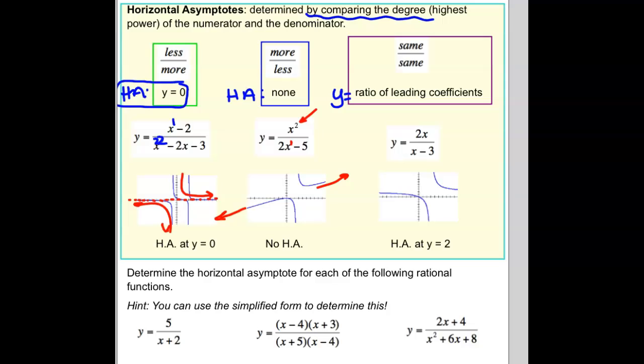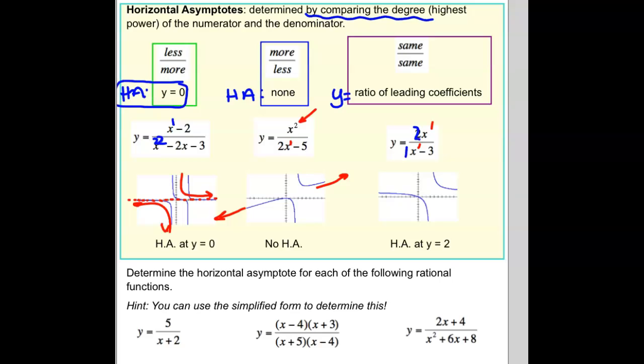If the degrees are the same, so in this case we have degree 1 for both of them, then we use the leading coefficients. And those leading coefficients, in this case, would be a 2 and a 1. So we have y equals 2 divided by 1. We want the ratio of those coefficients, which just simplifies to y equals 2. And if you look at our graph here, where y equals 2, there is a horizontal line there that our graph is approaching as we move out to the outer parts of our grid.